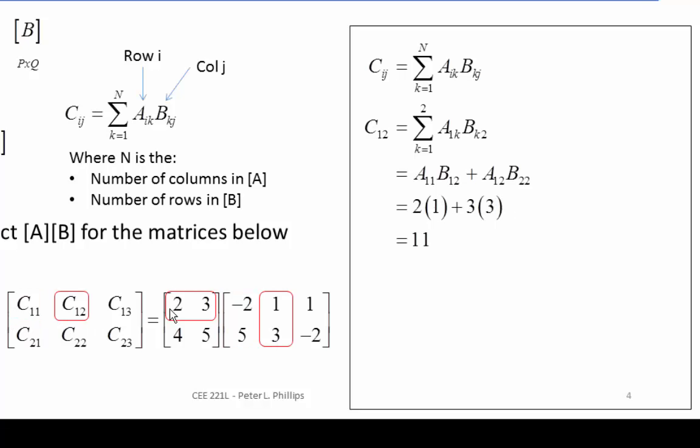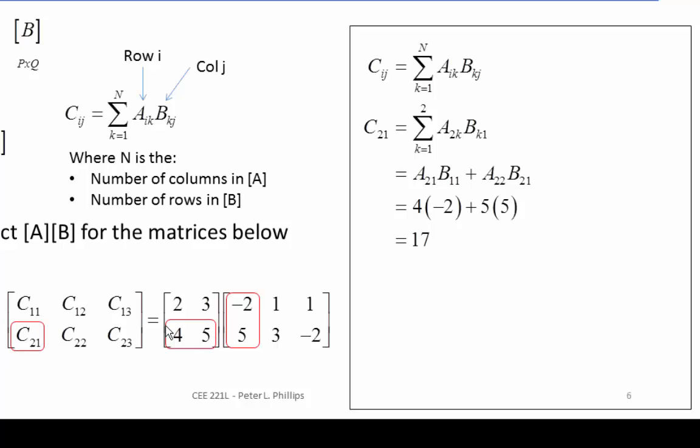If we go to C12, it's row 1 times column 2. Same general form here. We end up with 2 times 1 plus 3 times 3, which is also 11. C13 is row 1 times column 3. So we have 2 times 1 plus 3 times negative 2, which is negative 4.